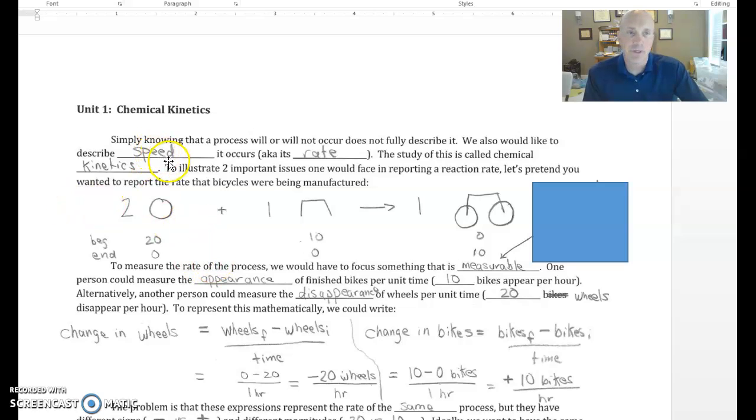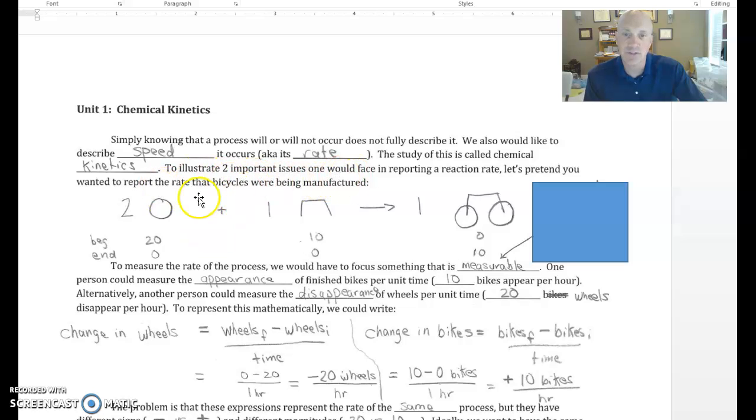So knowing that a chemical process will proceed or not doesn't tell you everything about it. One of the things that we often want to know is the speed with which that occurs. And by speed, that is often described as being the rate of the reaction. So the study of this is called chemical kinetics.